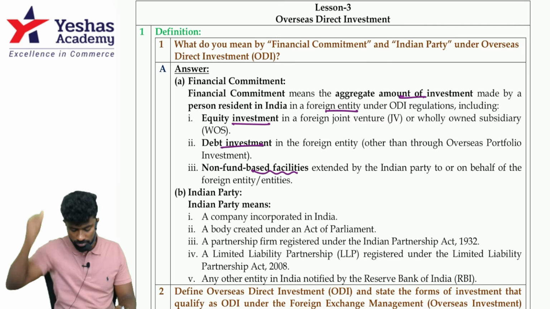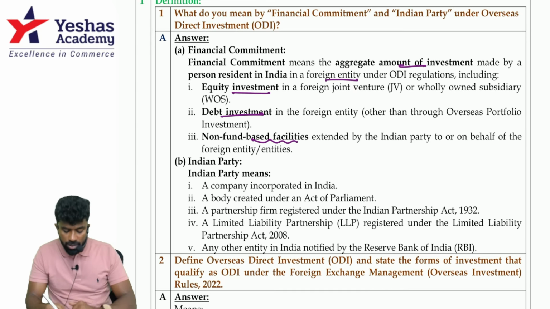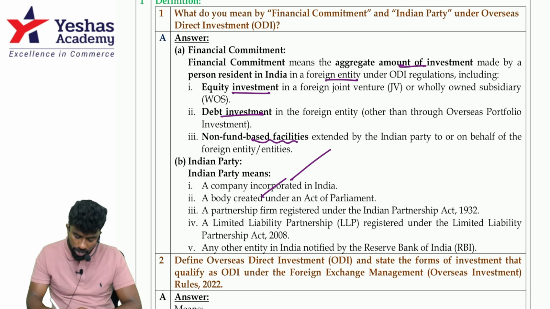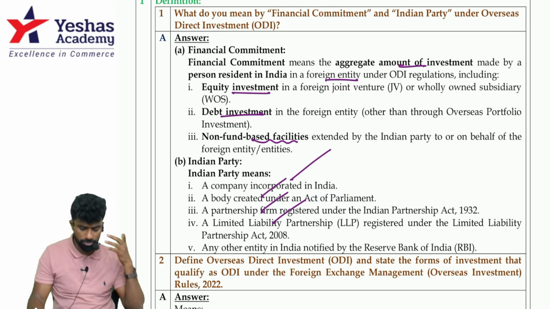What is the maximum financial commitment by a person, an Indian entity? 400%. Who is the Indian party? Company, body corporate, partnership firm, LLP, or any other entity. Next one.